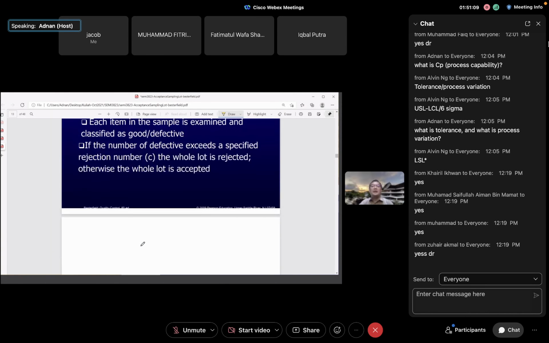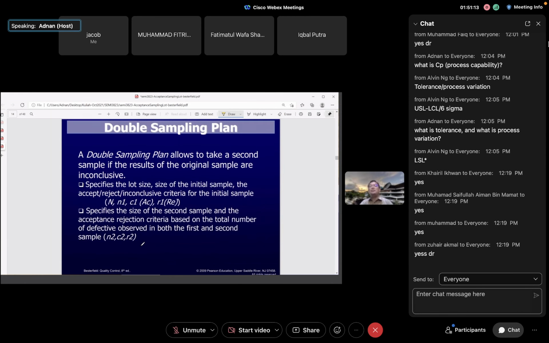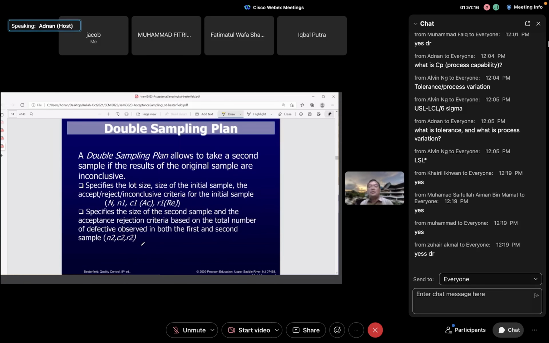Okay. We have double sampling. Double sampling is used when we are not able to make a decision, so it requires us to take a second sample. Double sampling allows us to take a second sample if the results of the original sample are inconclusive. So we take a second chance. We are not able to conclude accept or reject, but now we have to take a second sample.